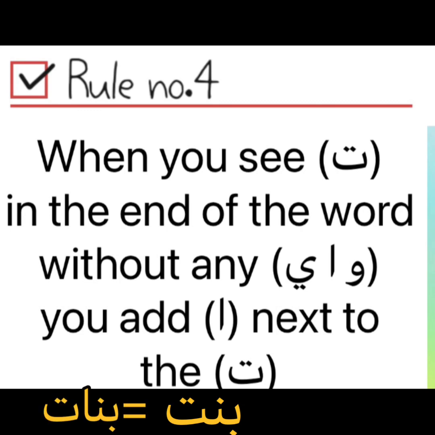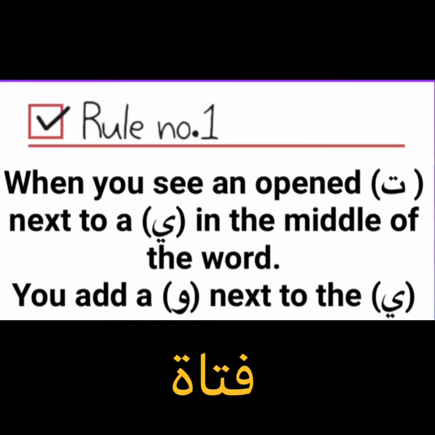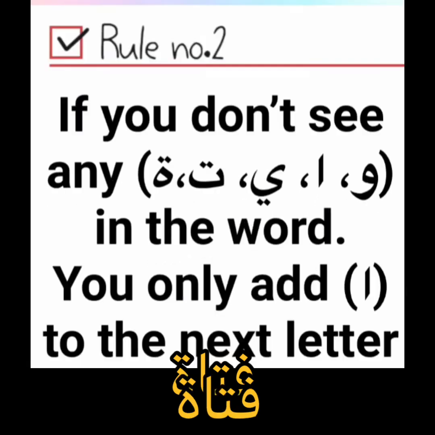بنات. Now, how do we change the word فتاة to many girls? Let's again see by doing it together, following the rules. Our example is فتاة. When you see a تاء مفتوحة, no, we don't see a تاء مفتوحة. Let's go to rule number 2 then. Rule number 2. When we don't see واو, ألف, ياء, تاء مربوطة, تاء مفتوحة, we do see a تاء مربوطة.